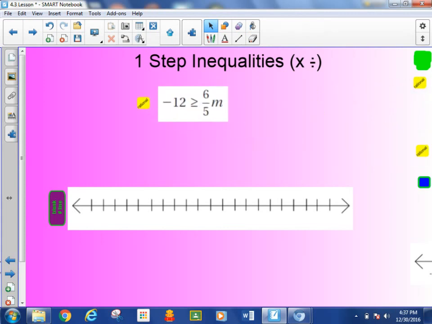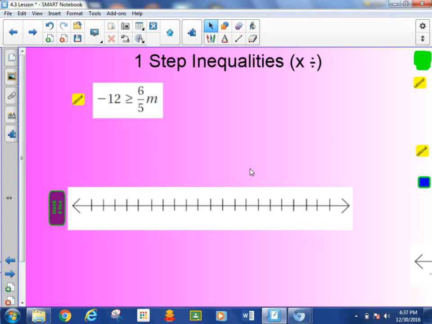Okay, so I have -12 is greater than or equal to 6/5 times m. There are 2 ways that you can work this one out. First of all, if you don't like the m on the right side, you're going to have to rewrite that. I'm going to go ahead and work it the way that I see it. You could choose to change that 6/5 into a decimal. So I would do 6 divided by 5. It gives me 1.2. So if you would prefer the decimal form, you could do that.